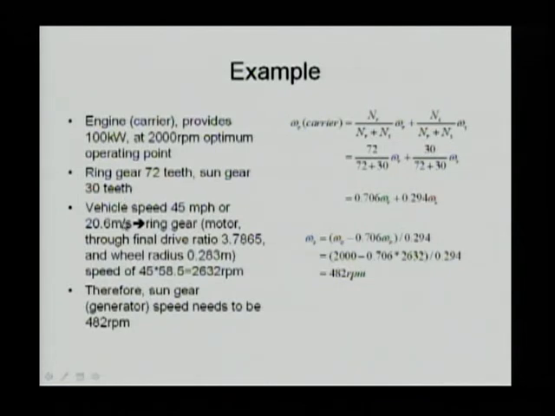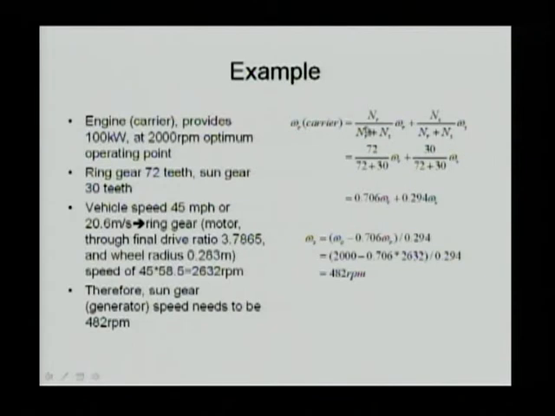And the vehicle is operating at 45 miles per hour. Since we know that the ring gear is connected to the final drive, we can easily calculate the ring gear speed based on the vehicle speed, knowing the diameter of the wheel and the gear ratio. In this example, we calculated that the ring gear speed is 2632 RPM. And we know that the carrier is the engine, where we want the engine to operate at 2000 RPM. So the only remaining unknown is the sun gear speed.